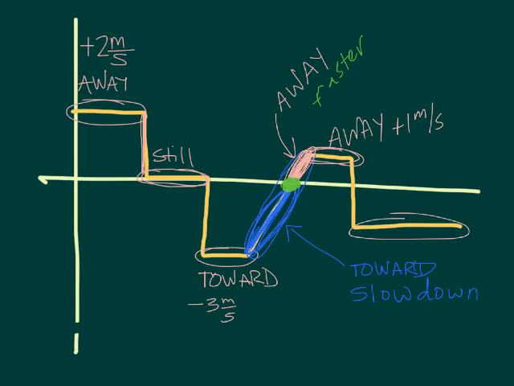And then down here, positive or negative? Negative, so they switched directions. So now it's toward, and that one was at 2 meters per second, or you could have said -2 meters per second. Okay. Is there anything you'd like to go over on that one?